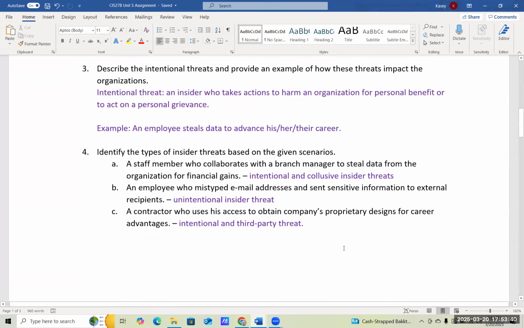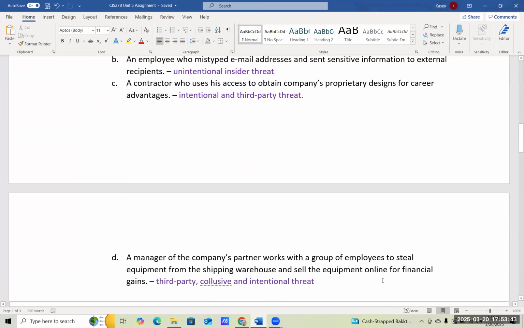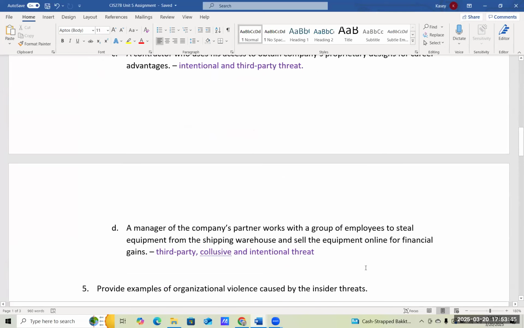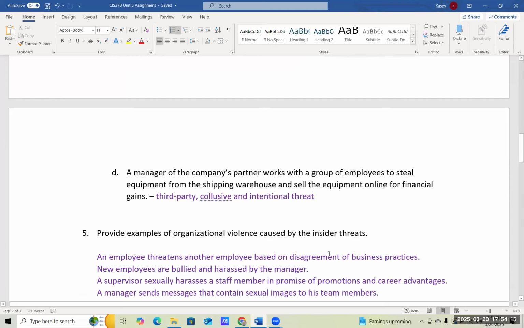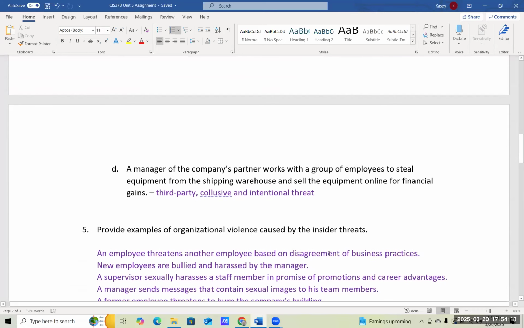And then for D, it fell onto the next page. A manager of a company's partner works with a group of employees who steal equipment from the shipping warehouse and sell the equipment online for financial gain. So you can see that it is a partner, and they also work with internal employees, so it is collusive, and it is third party because there is a partnership, and then it is intentional. So fraudulent cases fall into a lot of different areas.